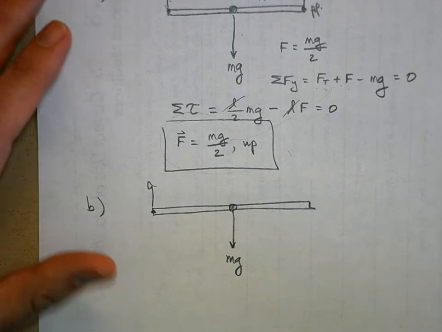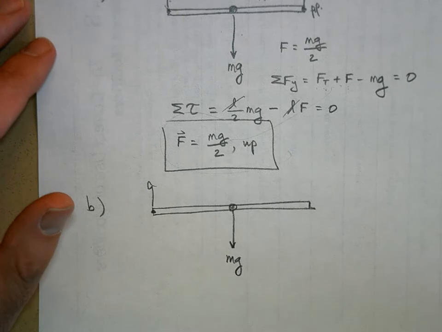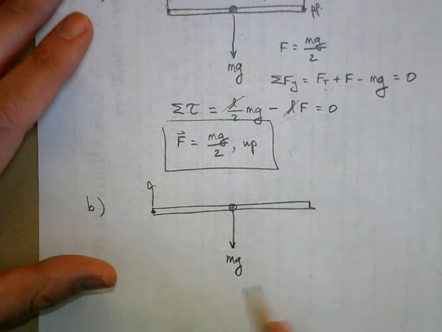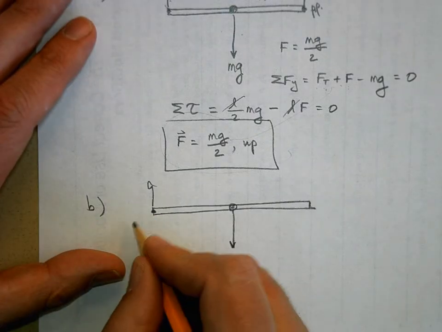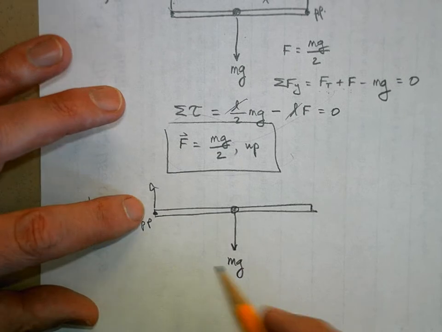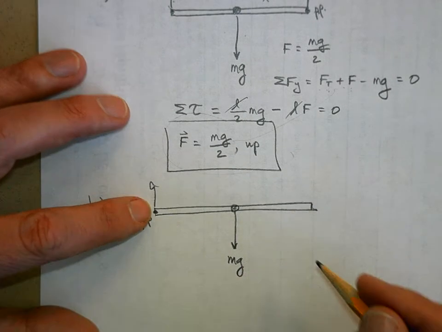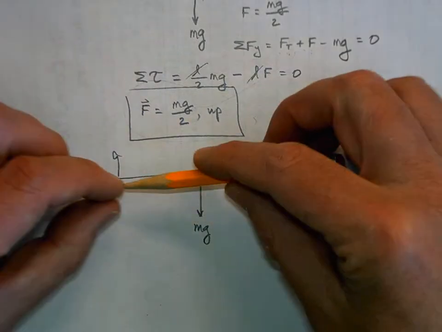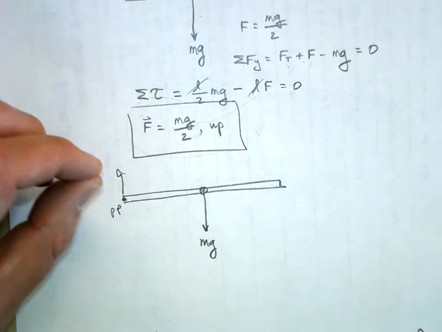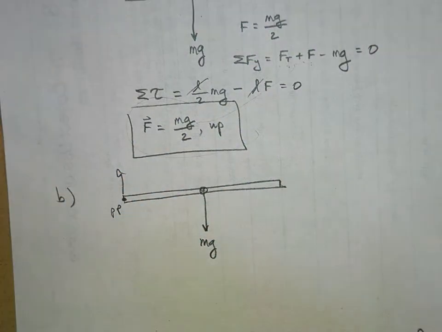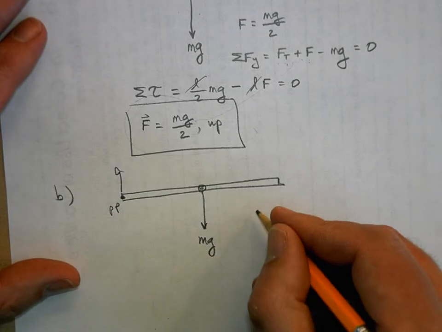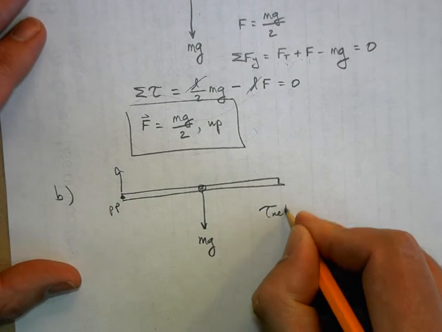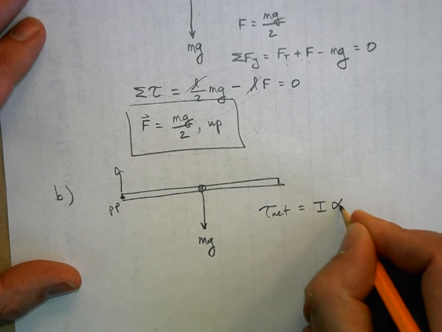And so for part B, we want to know the angular acceleration about the axis. Well, this is my pivot point now. It really is a pivot point. And part B is actually pretty easy if you know what equation to use. This thing has a net torque on it due to its weight, and that net torque will cause an angular acceleration. So the net torque equals I alpha.